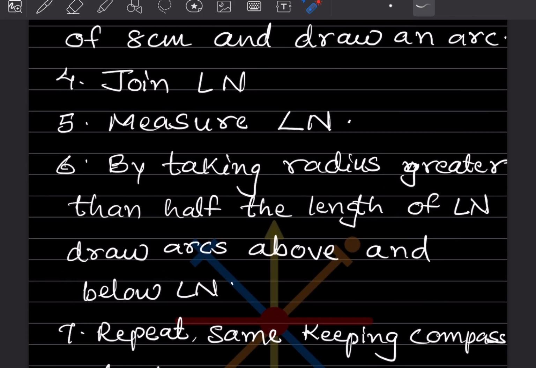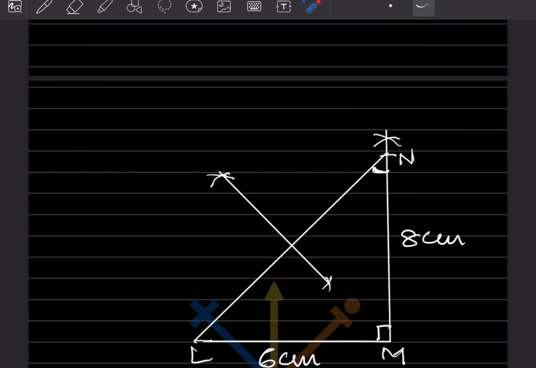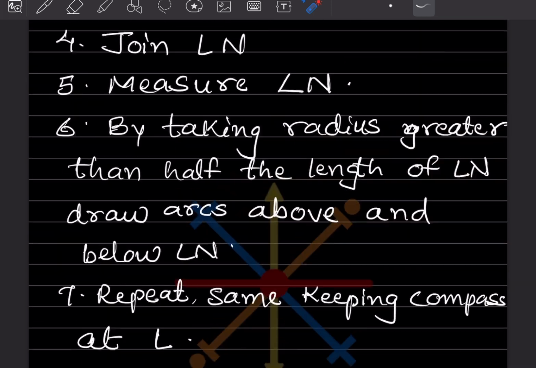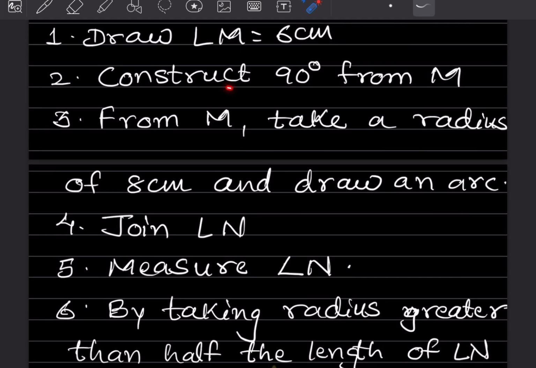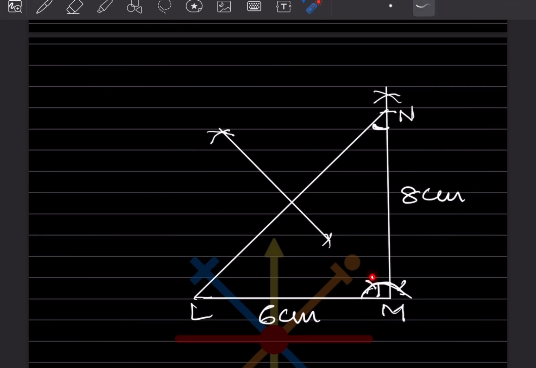So now we will see here, draw LM as 6 centimeter. So we are going to draw this LM as 6 centimeter. Construct 90 degree from M. Constructing 90 degree from M means you will draw an arc over here taking a suitable radius. Then you will divide it into 2 parts. So you will keep your compass over here and draw one arc over here. Then you will place the compass over here and draw another arc here and you are going to join this one. So this is 90 degree.